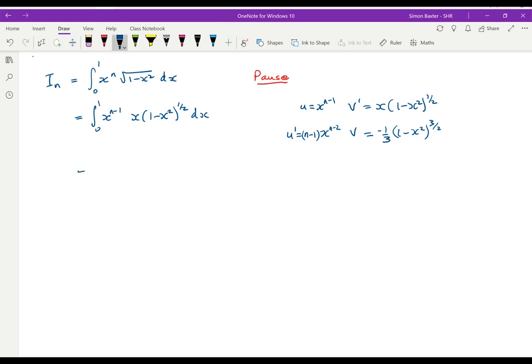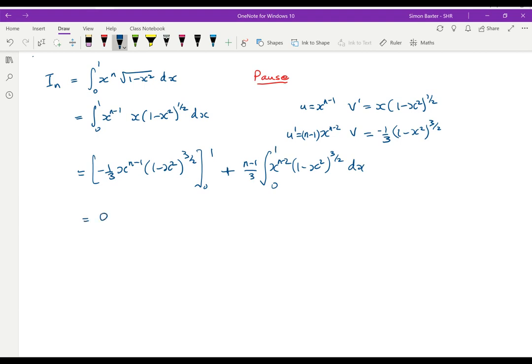This gives us uv, which is minus 1 over 3 x to the n minus 1, 1 minus x squared to the 3 over 2, between 0 and 1, minus the integral of v, which is minus a third, 1 minus x squared to the 3 over 2, du by dx is n minus 1 x to the n minus 2, between 0 and 1.